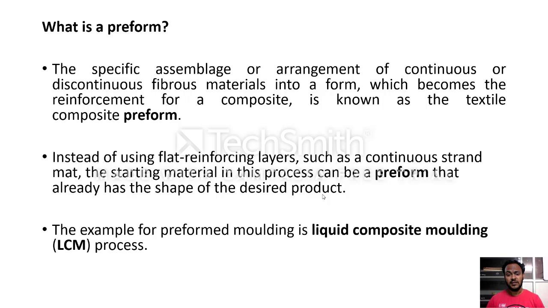But here the raw material itself, the reinforcement material itself, is a preform. So whatever the desired product shape is, that shape itself you initially provide as a fiber reinforcement. So the reinforcement used is a preform itself. That is why it is called preform molding. What is the example for this preform molding? The example for preform molding is the liquid composite molding process. Through this liquid composite molding process, you can make the preform molding.